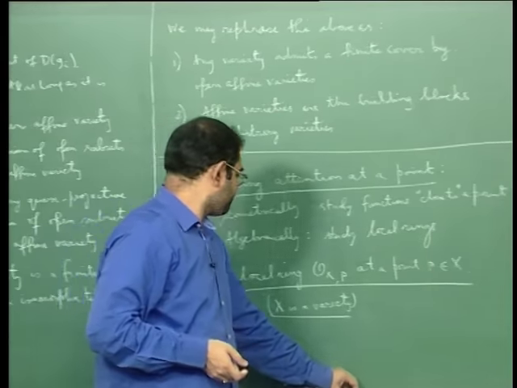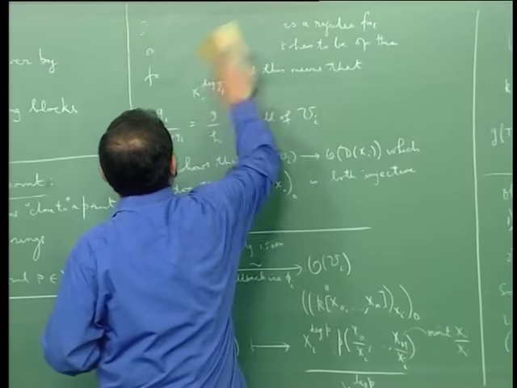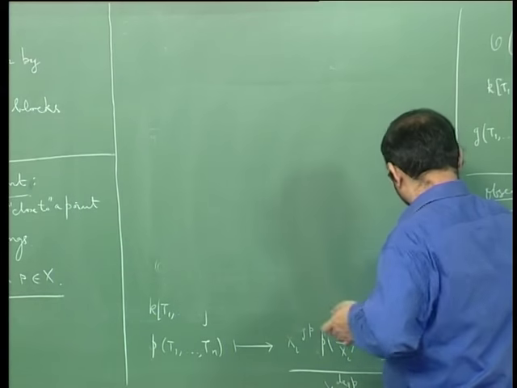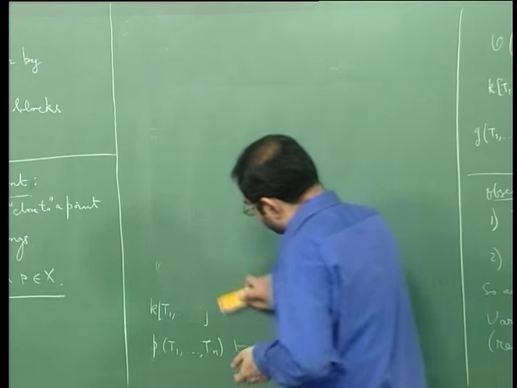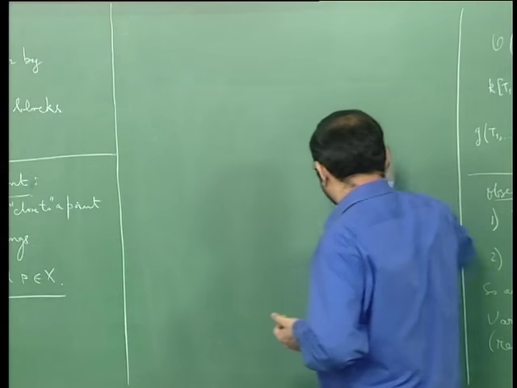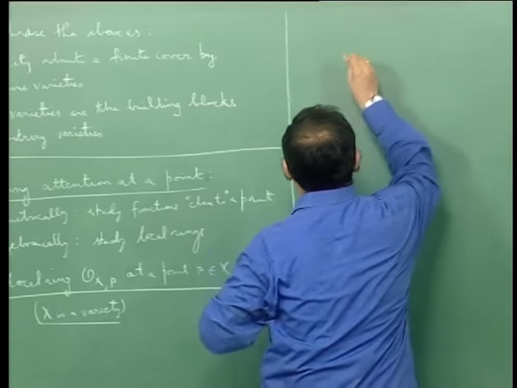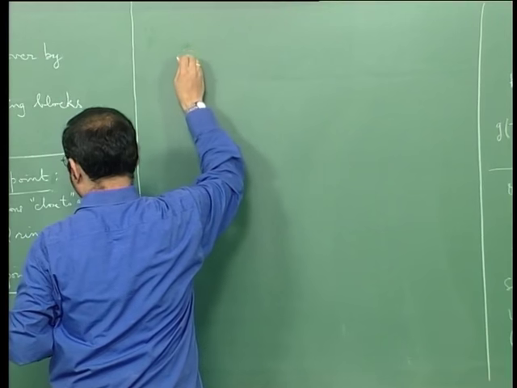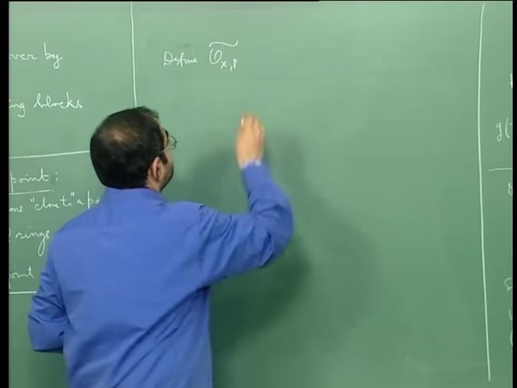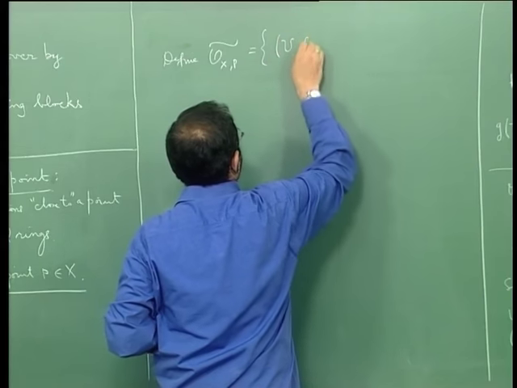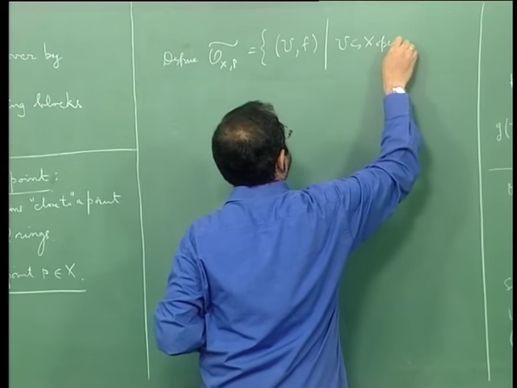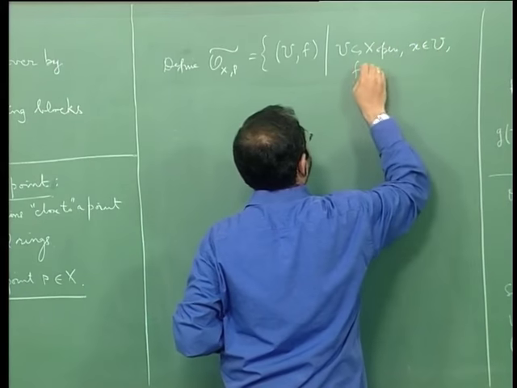So we are going to define this, and how does one define it? It's defined in a way which extends to defining a local ring of functions of any type. You can use this to define local rings of continuous functions, local rings of differentiable functions, local ring of, if you want, holomorphic functions, and so on and so forth. So the philosophy is very, very general. So what you do is the following: define O_{X,P} tilde to be the set of all pairs (U, f) such that U inside X is open, P is a point of U, and f is a regular function on U.